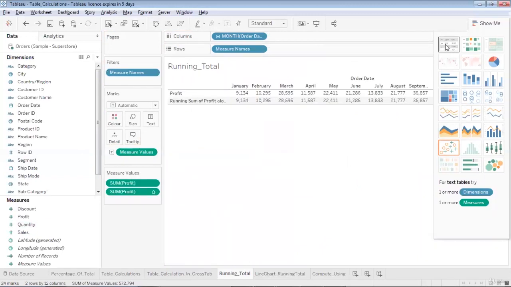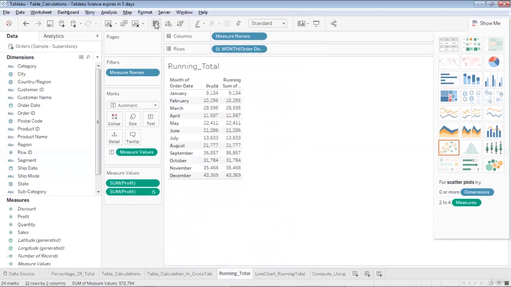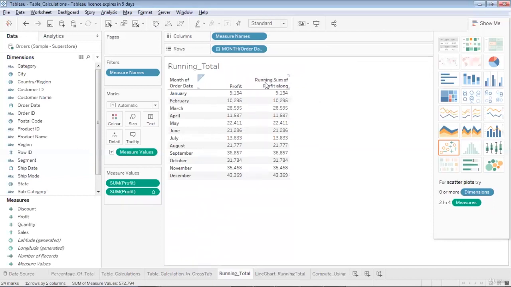I convert it into a text table, swap the axes. Now I can see that we have plotted month wise profits and running sum of profits. Okay, I think I have missed something. Just give me a second. So over here we are showing months, we are showing profit. We had to show the running sum of profit.